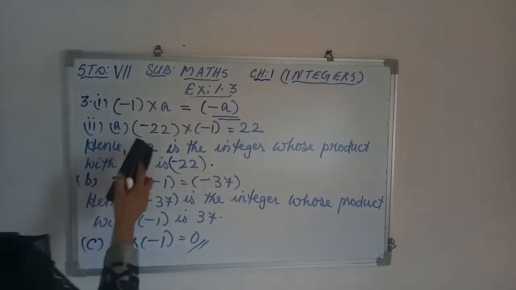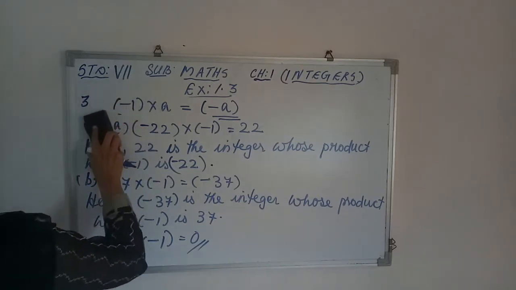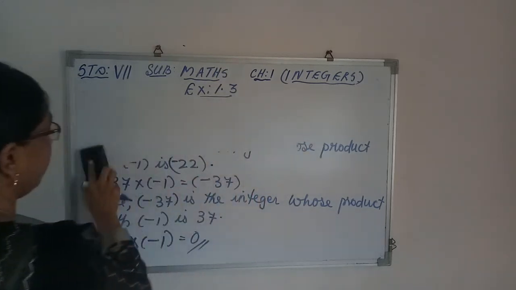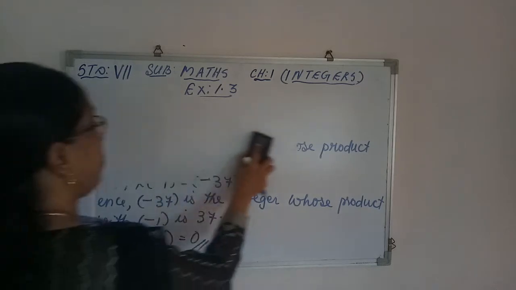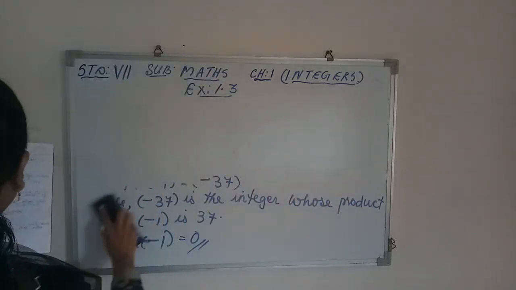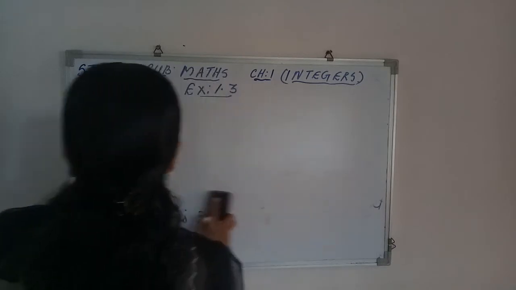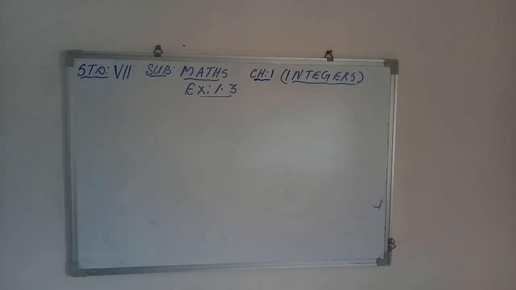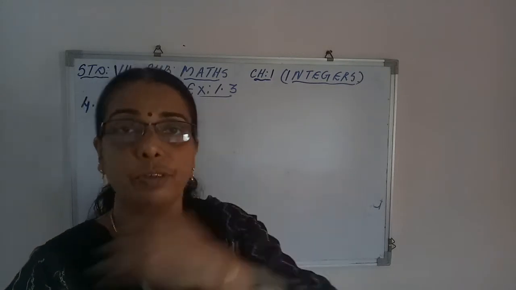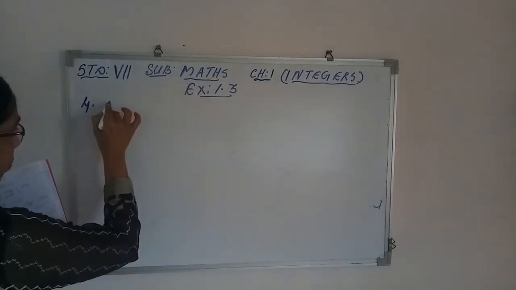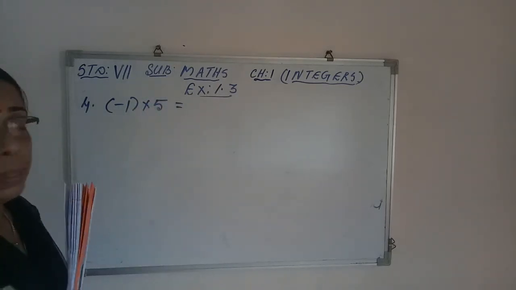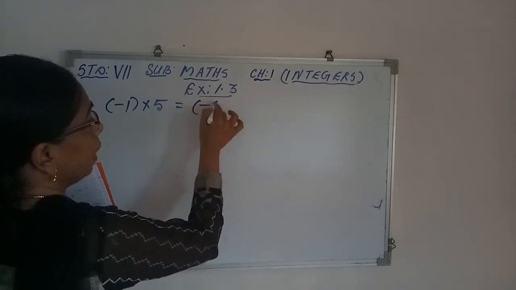Next, question 4. Read the question. Starting from minus 1 into 5, write various products showing some pattern to show minus 1 into minus 1 is equal to 1. So that is what you have to do. You have to start from minus 1 into 5. You know that. What you get when you multiply minus 1 with 5? Yes, it is minus 5.